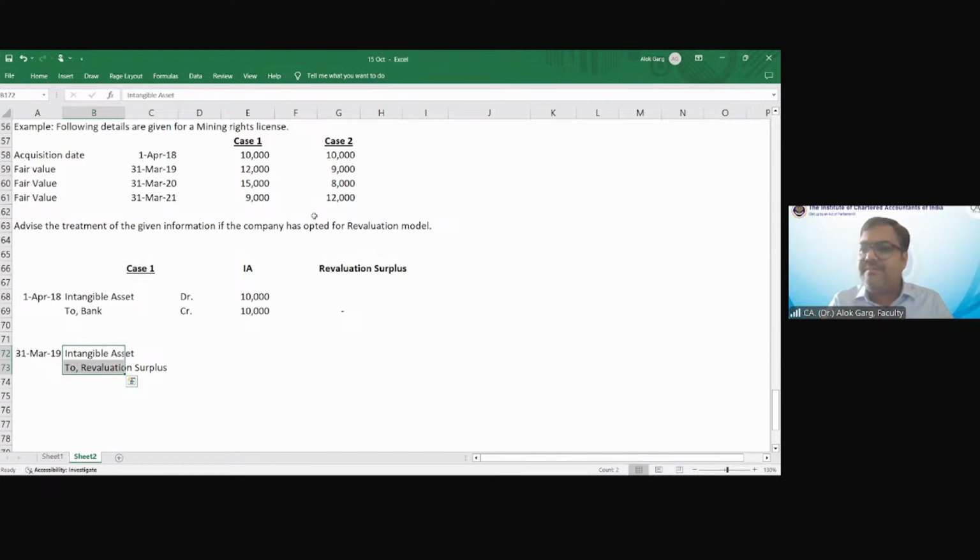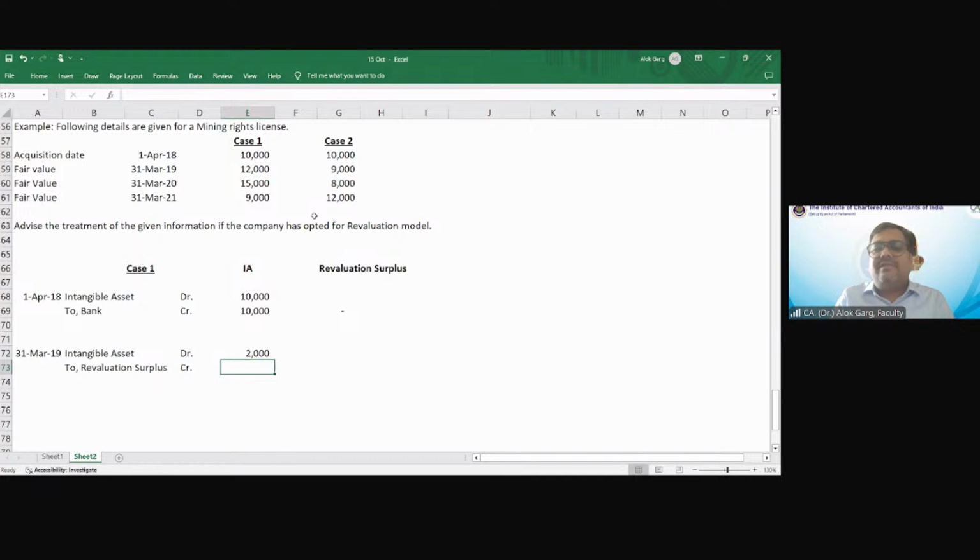Is that right, Nisha? Okay, sir. Yeah, Anila, okay. So intangible asset debit to revaluation surplus credit. What is the amount? 12,000 minus 10,000.